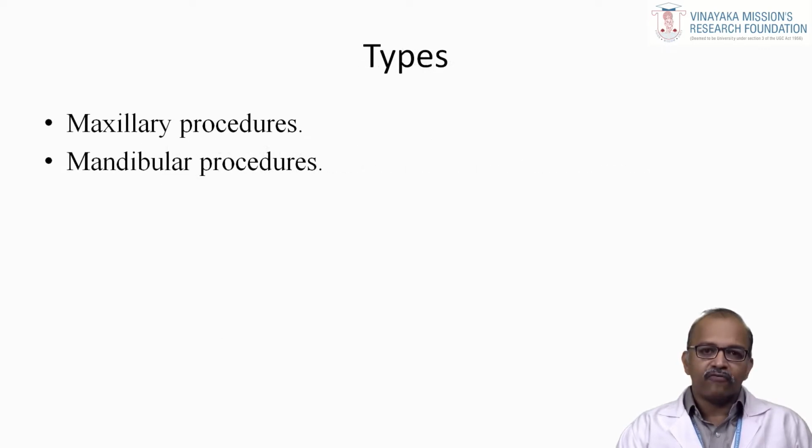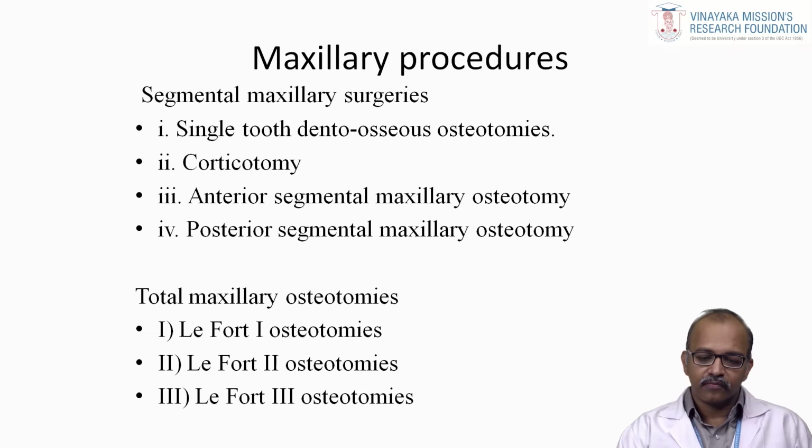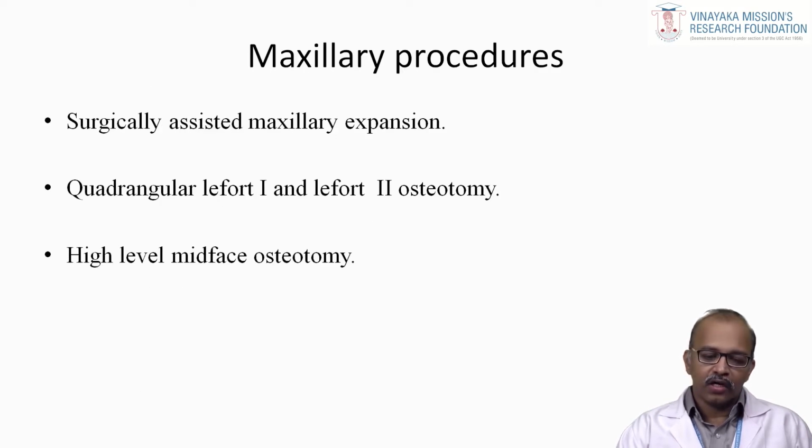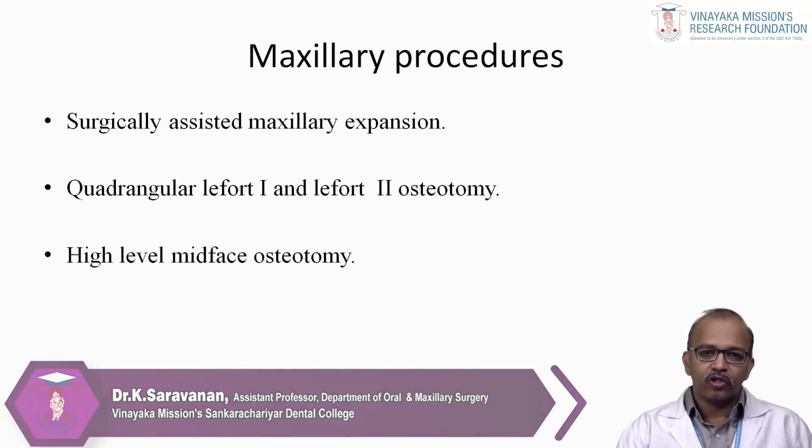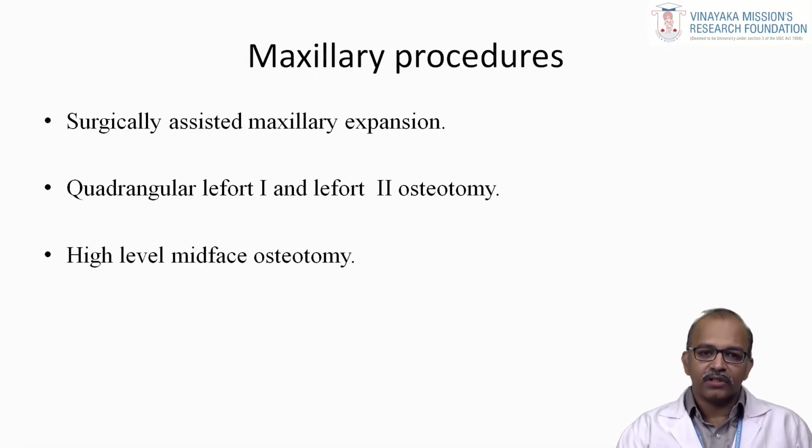Types can be of maxillary osteotomy procedures, mandibular osteotomy procedures. Maxillary osteotomy procedures can be segmental osteotomy procedures like single tooth osteotomies, corticotomy, anterior segmental maxillary osteotomy, posterior segmental maxillary osteotomy and total maxillary osteotomies such as Le Fort 1, 2 and 3. Other procedures are surgically assisted maxillary expansion, quadrangular Le Fort 1, Le Fort 2 osteotomy, high level midface osteotomy.